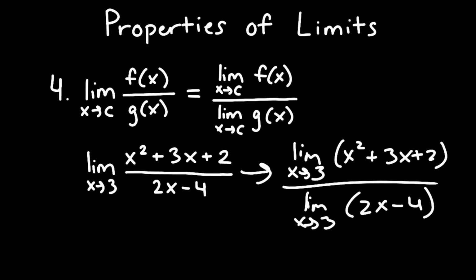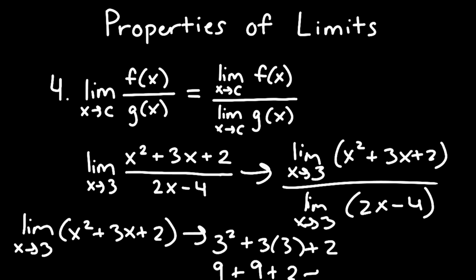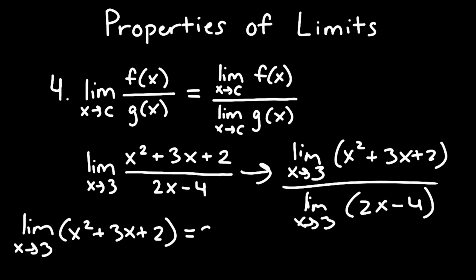Now we can go ahead and use the plug-in method, as there's no way to use any of the other methods here. This still kind of looks pretty weird, so we're going to break this down even further and take each of these limits individually so that we can plug them back in later. So first, we're going to use the plug-in method here and find that we get 3 squared plus 3 times 3 plus 2, which comes out to 9 plus 9 plus 2, or 20. So we know that this limit equals 20.